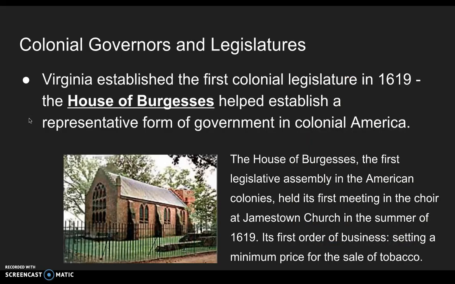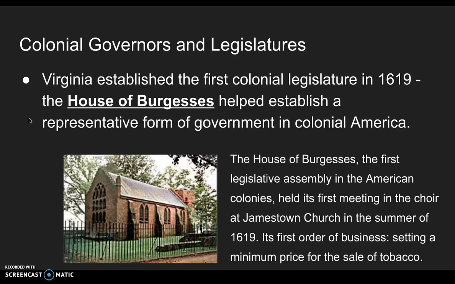Jamestown gave us the first colonial legislature in America. At first, it was a single body, but later it split into two houses. What's called a bicameral legislature, two-house legislature. One house was selected by the Virginia Company. Remember, that's the company that started the Jamestown colony.